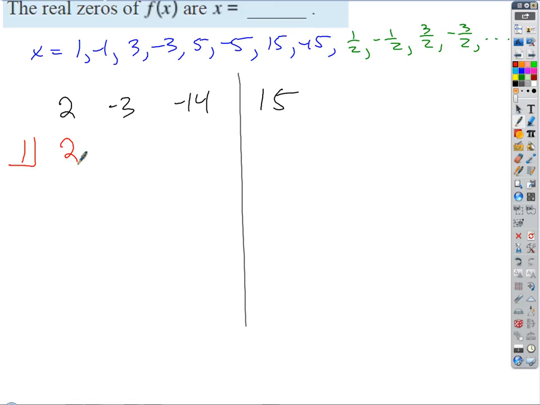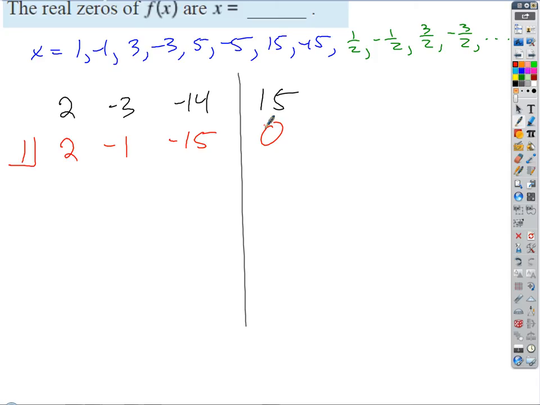1 times 2 is what? 2. Plus -3? -1. -1 times 1 is -1, plus -14 is -15. 1 times -15 is -15, plus 15 is 0, so it worked, right? Well, what if it hadn't worked though? Then I would have just crossed that row off and gone to another one, right? See what I'm saying?